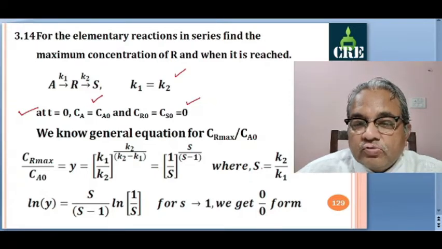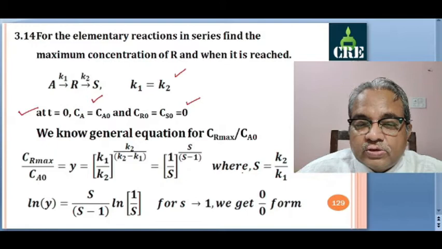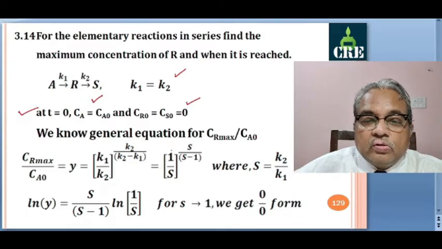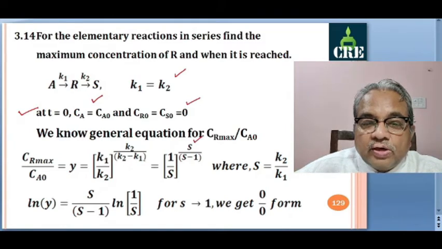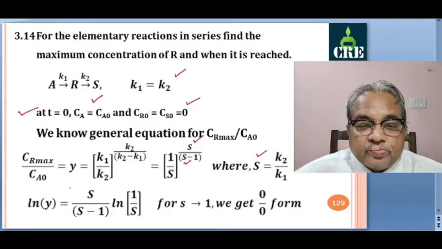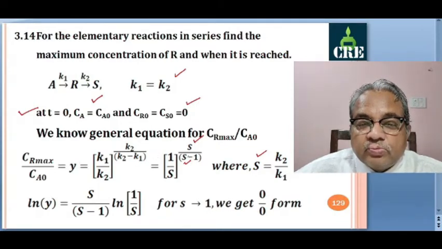If I substitute this ratio K2 by K1 as S, so if I divide by K1 in the numerator and denominator, K2 by K1 I write as S in the denominator, and K1 by K1 is 1. And K1 by K2 will be 1 by S. So this we have expressed in this form. We have substituted this ratio as S. So 1 upon S raised to S by S minus 1. So this Y is equal to 1 upon S raised to S by S minus 1.